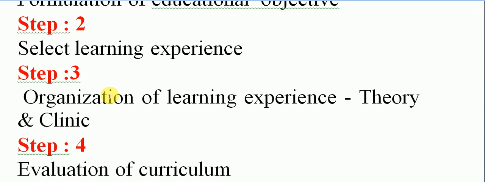So when we decide that our learning experience is in a clinic or in a demonstration room, first we must teach in a demonstration room, then we put it into practice in the clinic. And in the third step, the organization of the learning experience, first we teach the theory to the student, and then we teach the practical in a demonstration room, and then we put it into practice in a clinic. It is the third step of curriculum development.